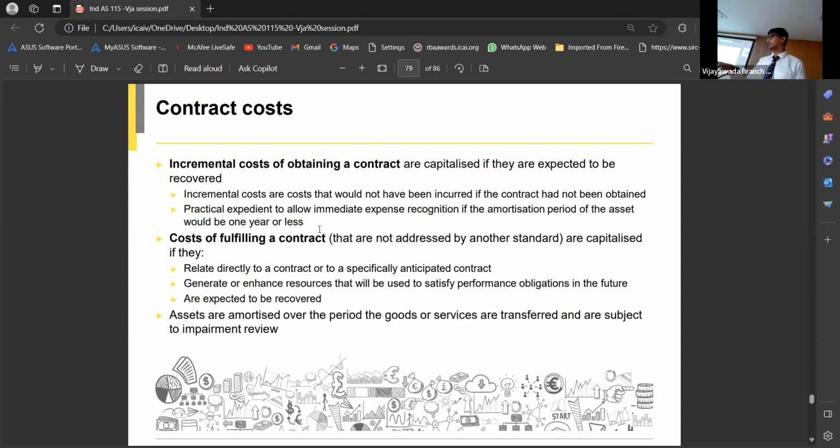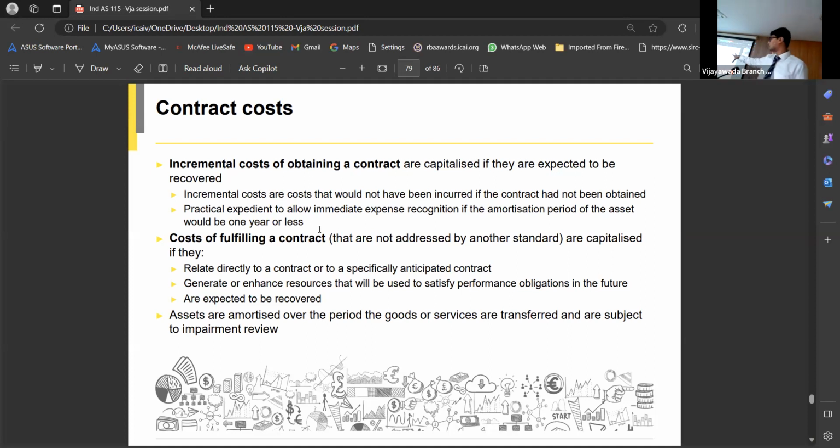But if you pay 50 lakh brokerage and the profit you are going to get over 3 years is only 20 lakhs, then the standard setter says you have already struck a loss-making contract. You should immediately provide for the loss. The 50 lakhs you provide immediately. The 20 lakh also you have to provide under the onerous contract assessment. That is different. But the brokerage you cannot capitalize in that case. So that is the incremental cost of obtaining a contract.